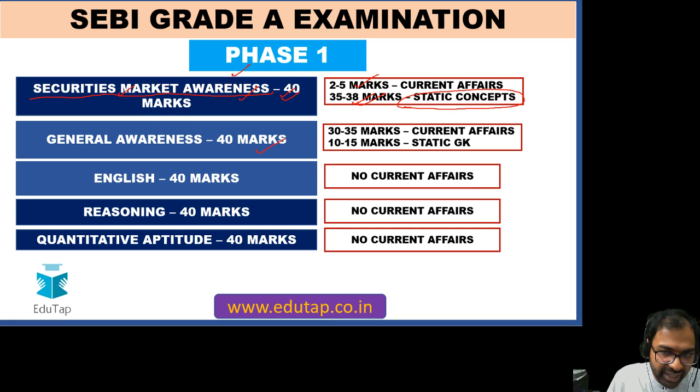When it comes to GA, a majority of the paper is based on current affairs, and fewer marks are allotted to static GK. When it comes to English, no current affairs; reasoning, no current affairs; quantitative aptitude, no current affairs. So the thing to be noted here is that in securities market awareness, which includes securities market as well as securities law, only a small percentage of the paper is devoted to current affairs. A majority of the paper is devoted to static concepts of securities market and securities law. When it comes to GA, a majority of the paper comes from current affairs and a minority from static general knowledge.